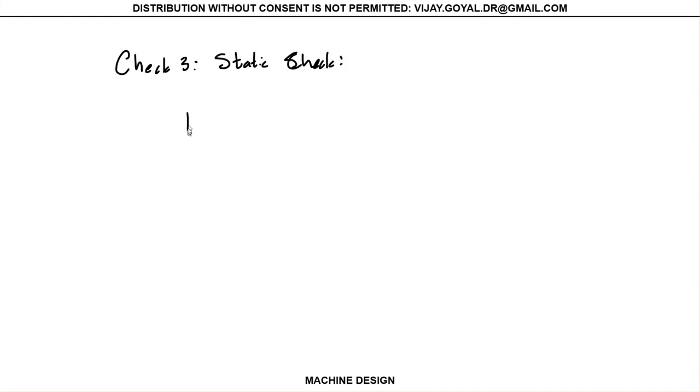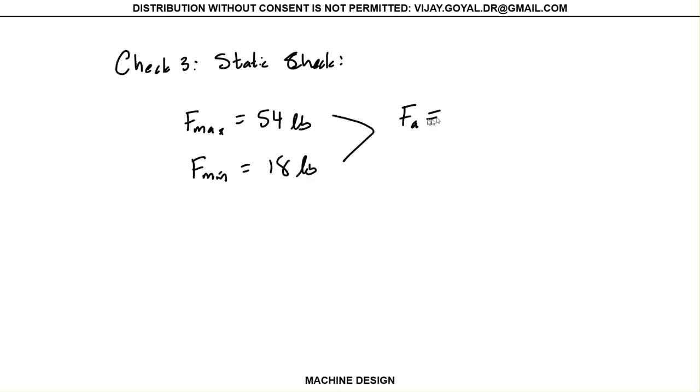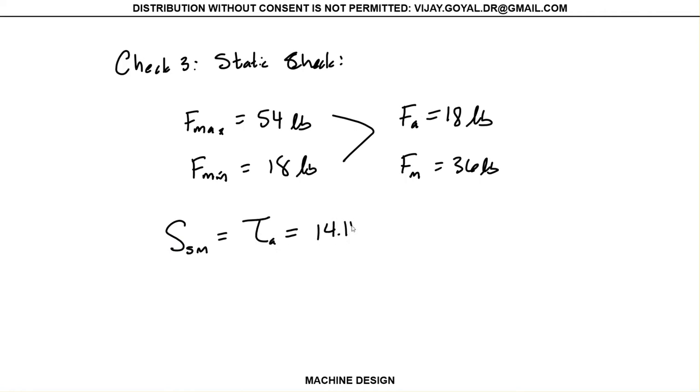Okay, and this check says when F max is equal to 54 pounds, F minimum is equal to 18 pounds. That would give you FA is equal to 18 pounds. F mean is equal to 36 pounds. And then from here, you can do all your calculations, and it's all detailed in your handout. You finally get a value of KSI.